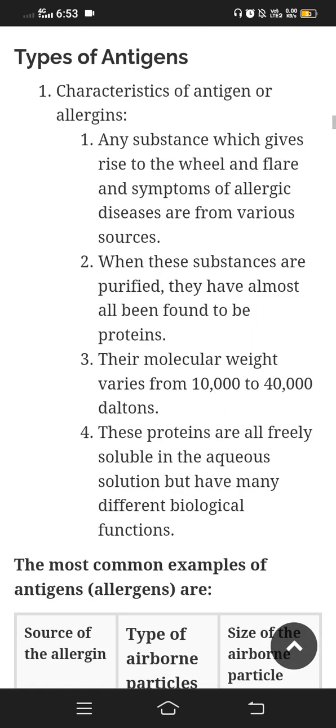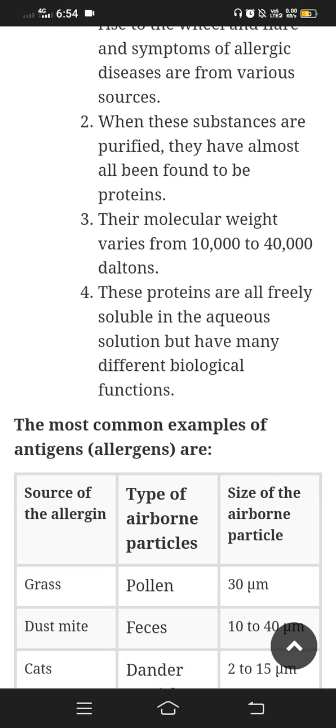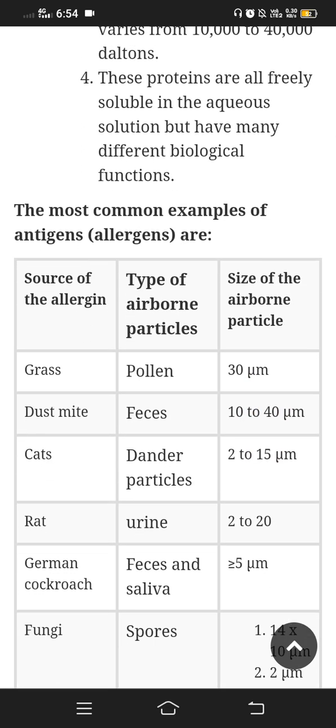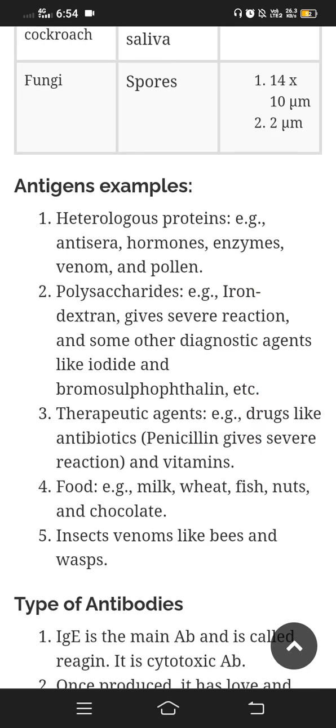Types of antigens. Characteristics of antigens or allergens: any substance which gives rise to wheal and flare and symptoms of allergic diseases, from various sources. When the substances are purified, they have almost all been found to be proteins. The molecular weight varies from 10,000 to 40,000 Daltons. These proteins are all freely soluble in aqueous solution but have many different biological functions. Allergen examples: heterologous proteins like antisera, hormones, enzymes, venom, and pollen.